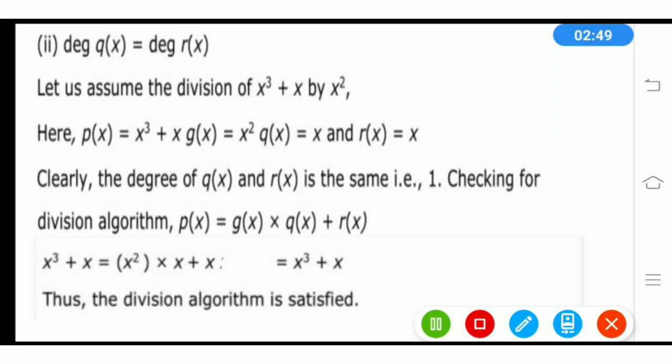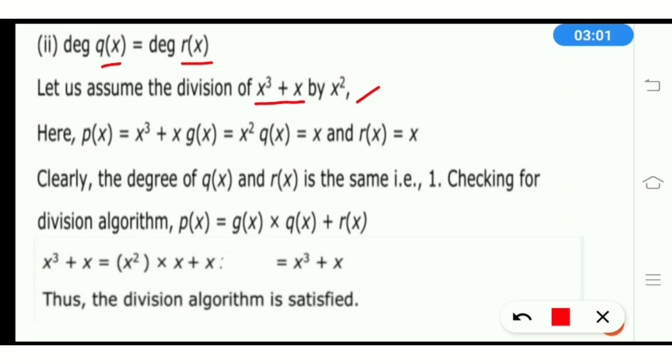Now the second question is degree of q of x equal to degree of r of x. So let us assume the division of x cube plus x by x square, that means dividend equal to x cube plus x and divisor equal to x square. So we take p of x equal to x cube plus x, g of x equal to x square. After dividing we get q of x equal to x and r of x equal to x. So degree of q of x equal to 1, okay. Similarly degree of r of x equal to 1. So clearly the degree of q of x and r of x is the same, that is 1.